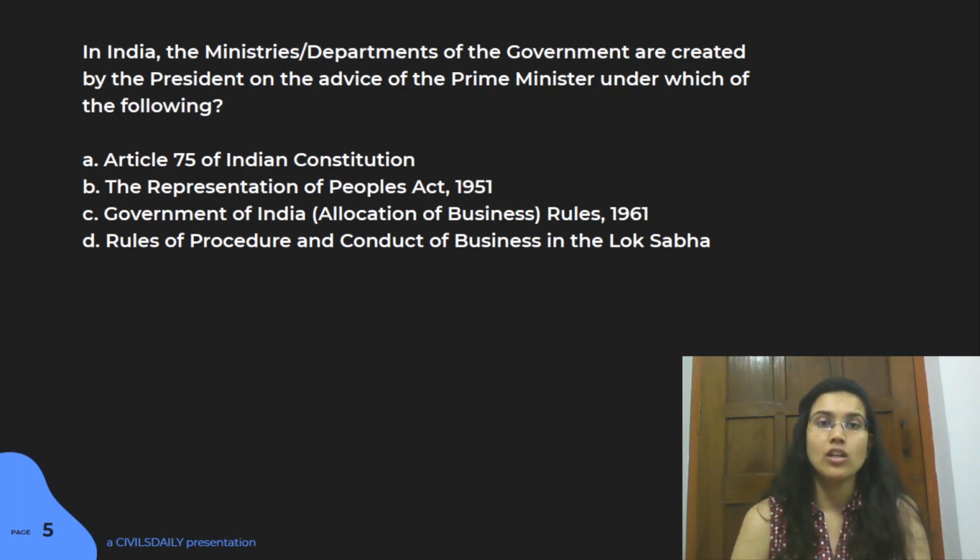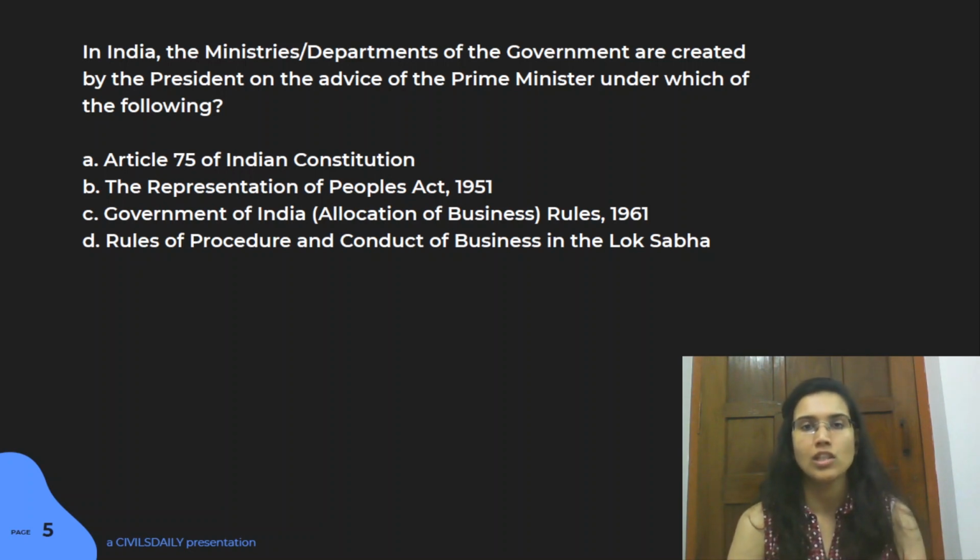D is your rules related to Lok Sabha. Now, rules and conduct of business related to Lok Sabha will not extend to creation of ministries. It will deal with how the procedures has to be carried out in the Lok Sabha and all those ideas. So automatically, I think your C option is correct.